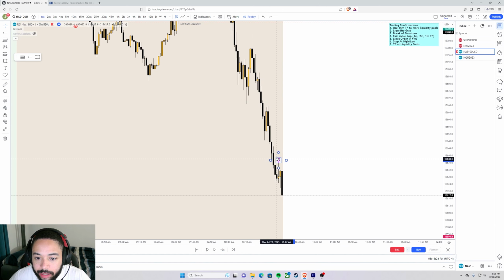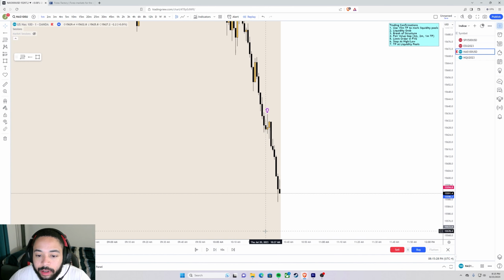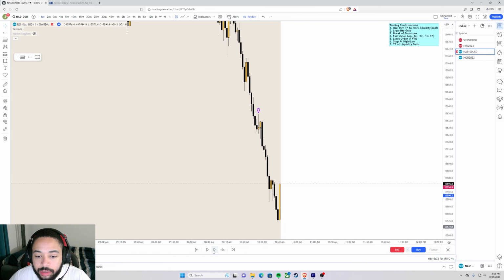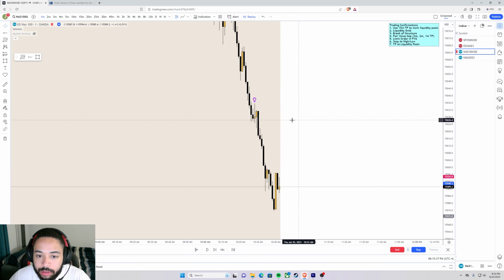So same idea here, right? Another low was formed. We got the light bulb at this level. Then we just keep following price to see if it makes any more swing lows, or sorry, swing highs, I guess. So any more structure points.